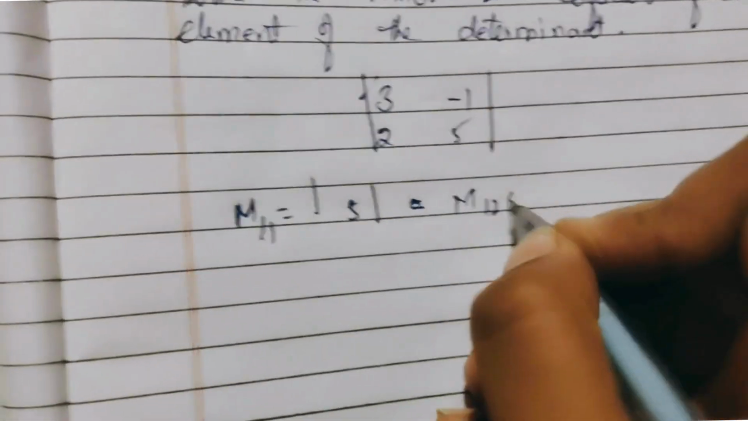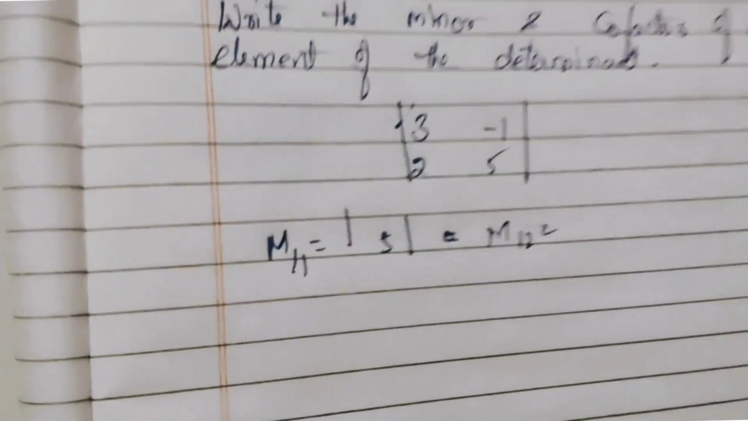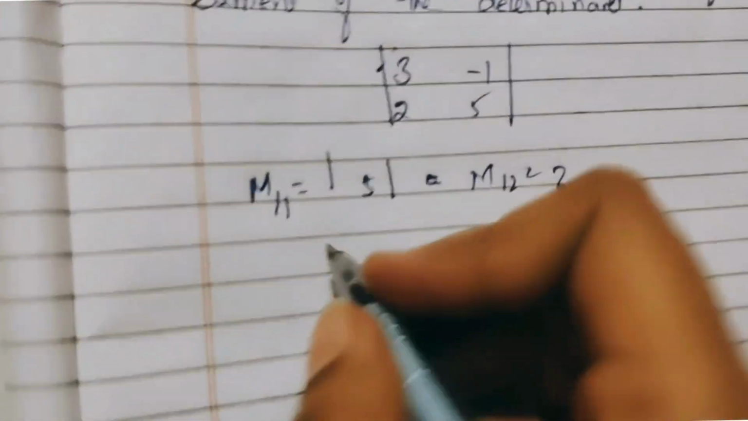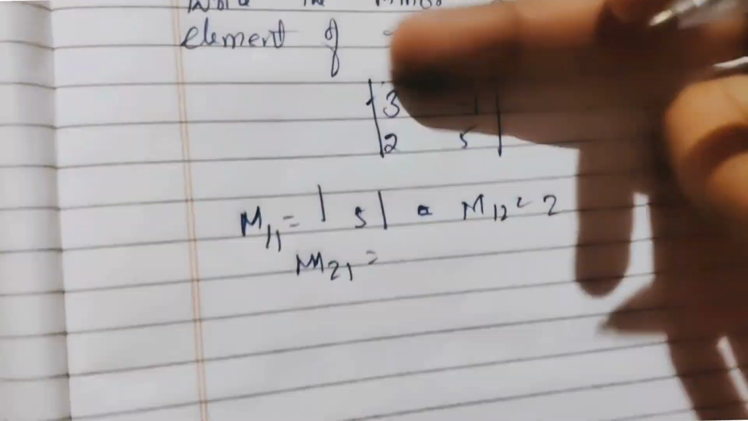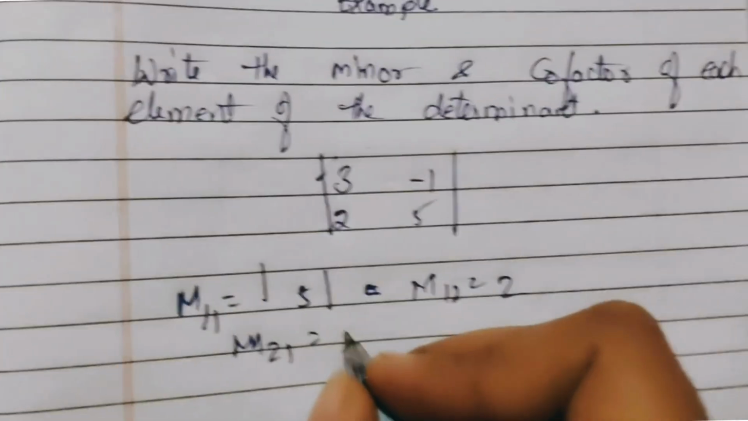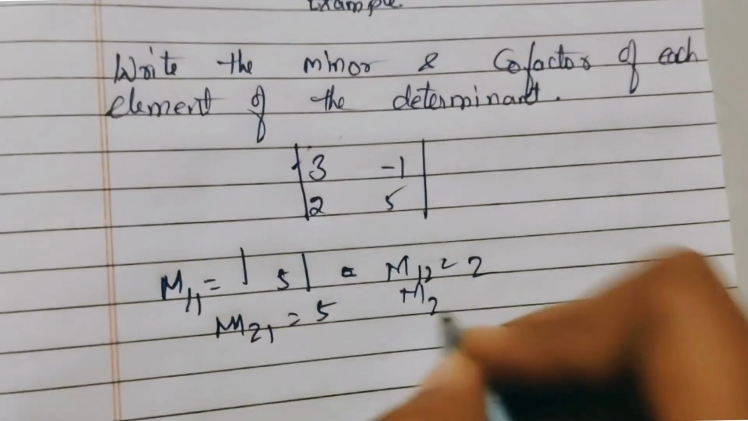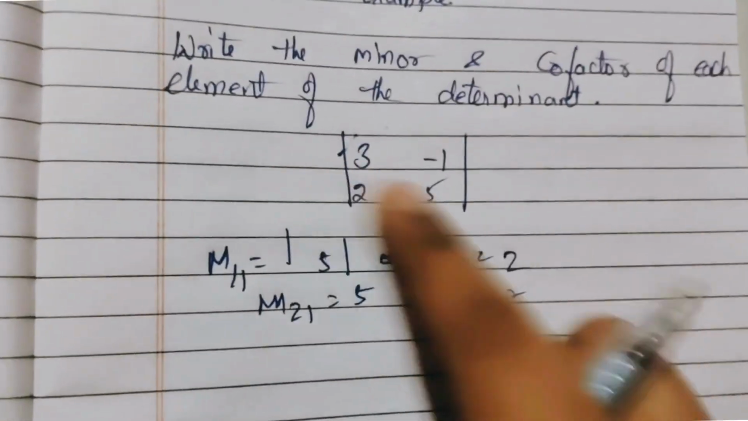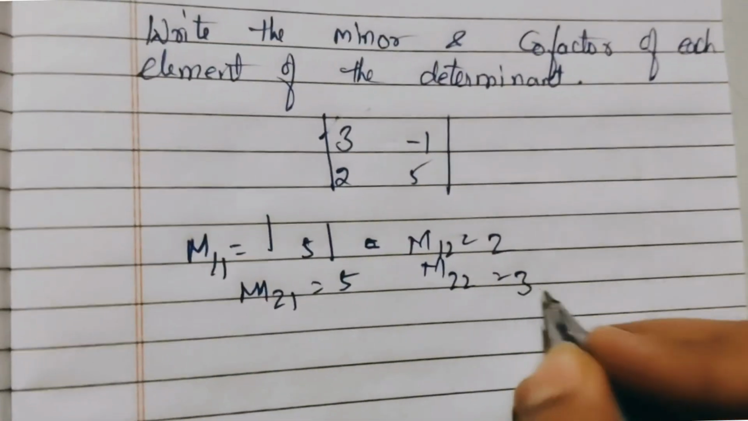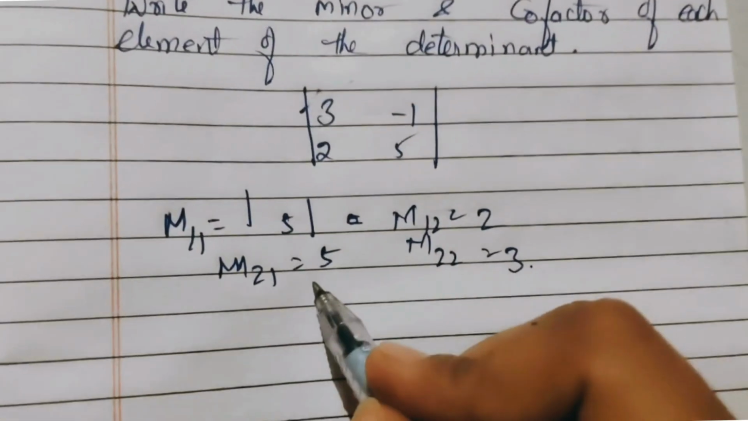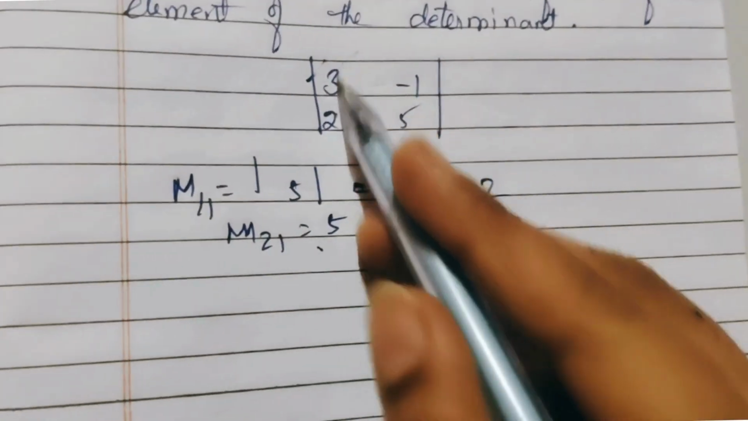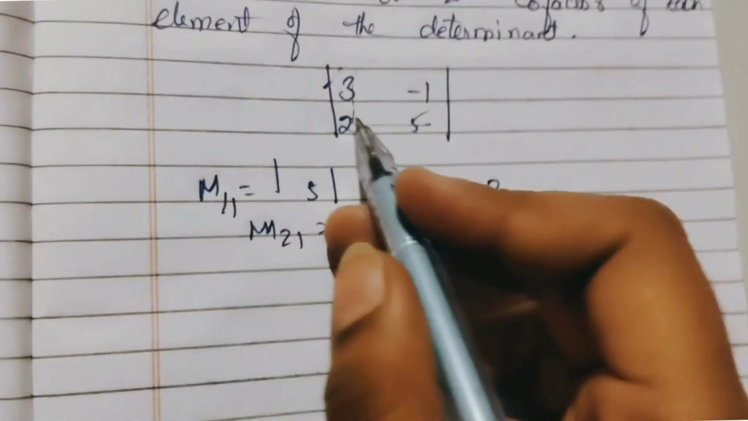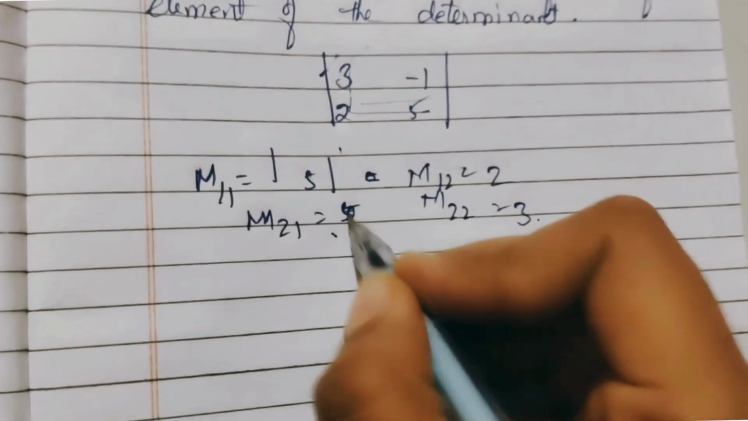For M12, remove this column, remove this row, we are getting the answer 2. If it's M21, remove this column, remove this row, we are getting 5. If it is M22, remove this column, remove this row, we are getting 3. Here we found M21, remove this row, remove this column, we are getting -1 here.